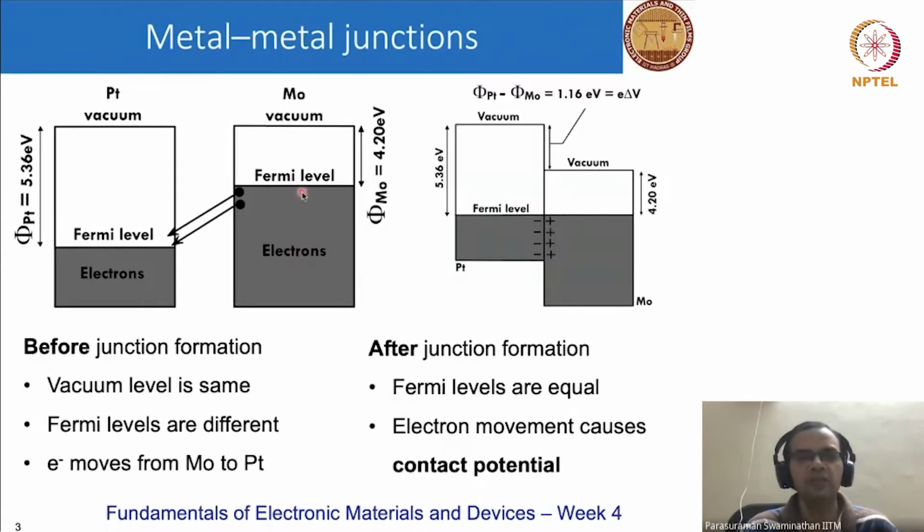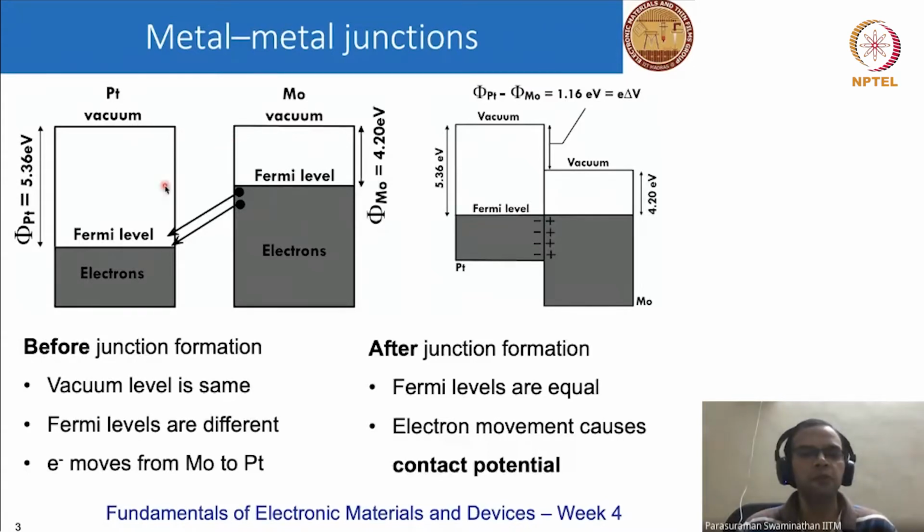So let's start with metal-metal junctions. In this particular case, we have platinum and molybdenum as examples. Before the junction is formed, the Fermi levels of both the materials are different, simply because their work functions are different, but the vacuum level is the same.